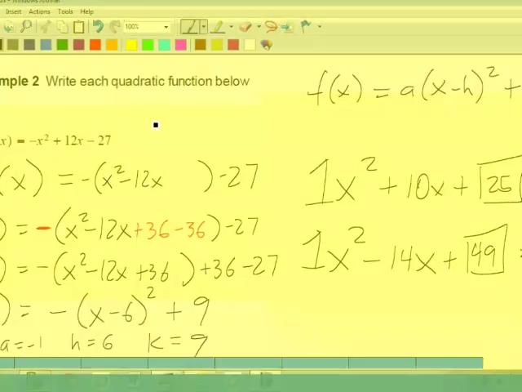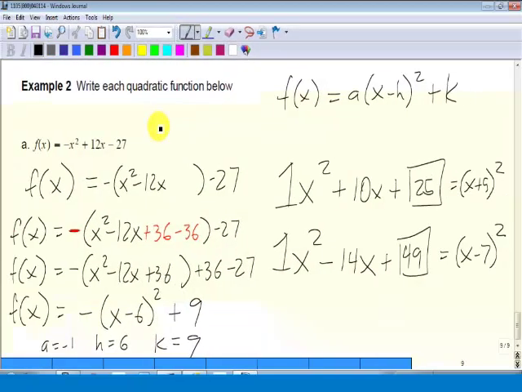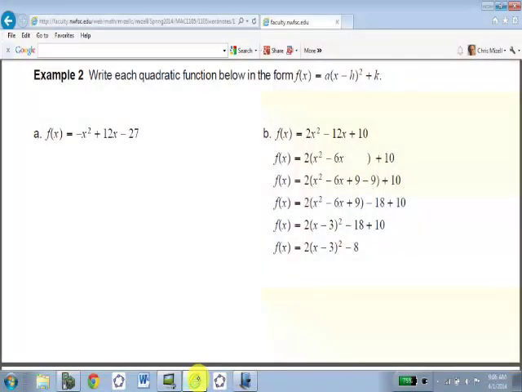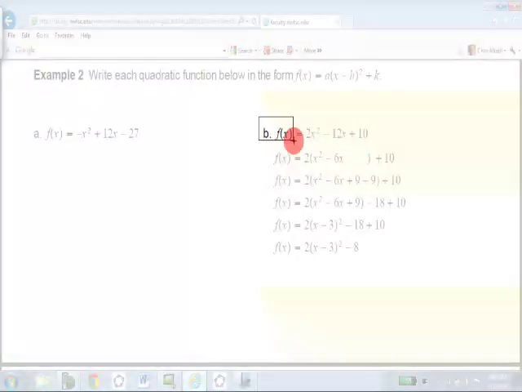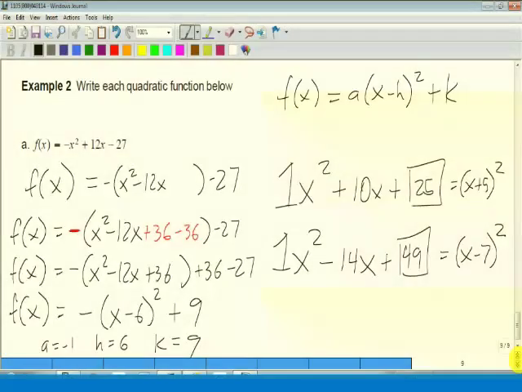Didn't ask for the vertex, but once it's in this form, did it ask for the vertex? Nope. But once it's in that form, we can do that. Notice the B part quickly. I don't want to reproduce that for you. It's there for your viewing pleasure.